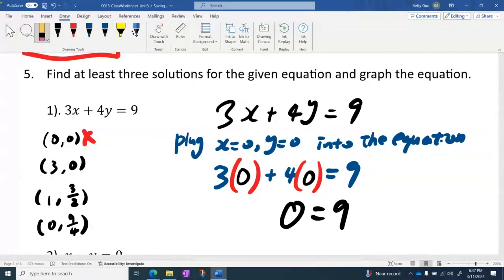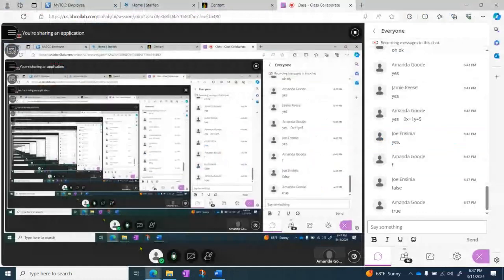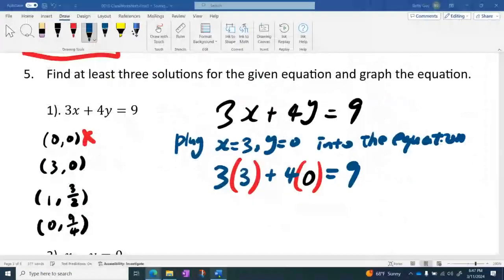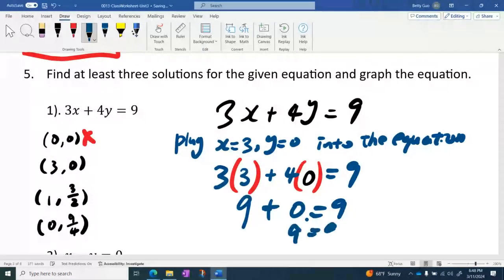Let's try the second ordered pair, (3, 0). This time we plug in x equals 3, y equals 0. Are we having a true or false statement? Exactly. Because 3 times 3 is 9, 9 plus 0 equals 9. 9 equals 9 is a true statement, right? That means the ordered pair (3, 0) is a solution of the equation. We found one solution. Let's keep going.